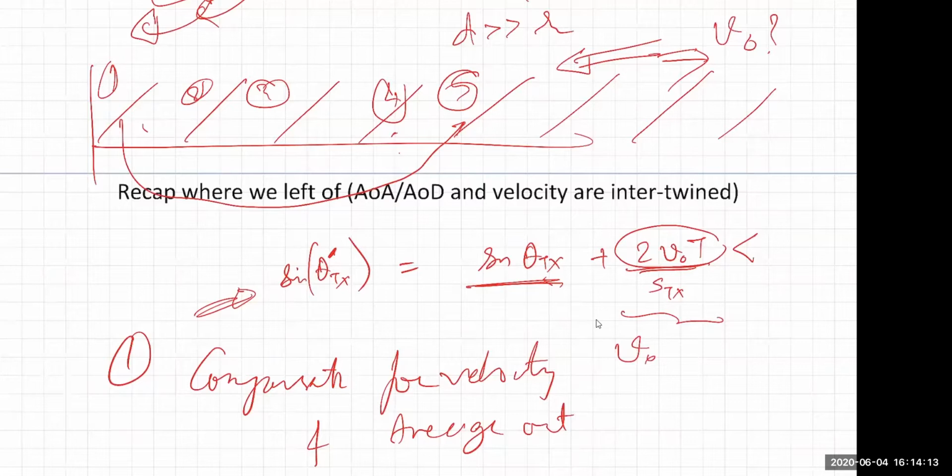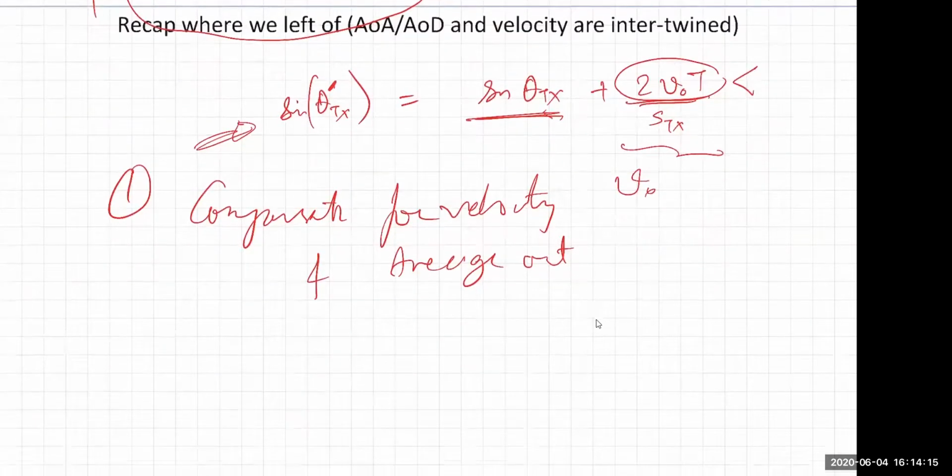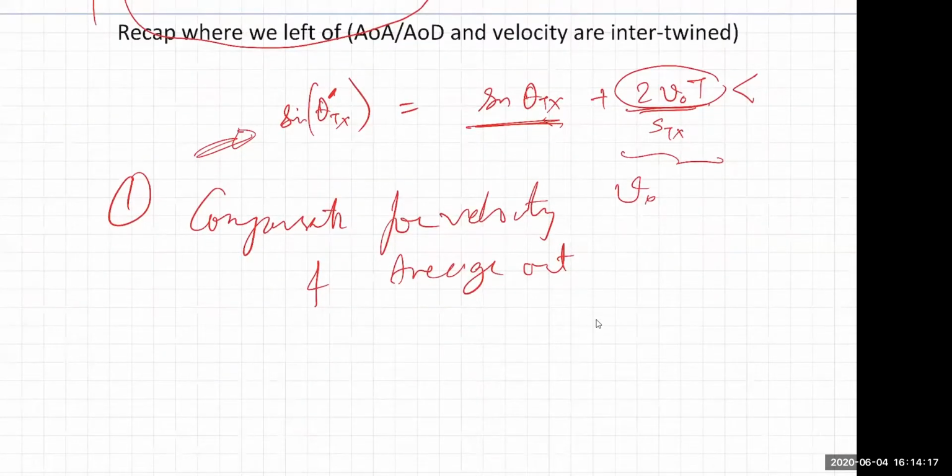So now we can compute velocity and compensate its effect. Does this help Puneet understand this process of how to disambiguate one or the other? Now, what are the problems with this? Go ahead, Puneet.